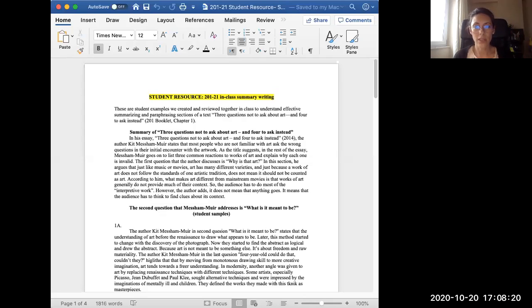And so in that how to write a summary student resource that I posted last week, you can see lots of different charts and tables with different language that you can use. Like, as Kit Meshamura states in his article about three questions not to ask about art and 4 to ask instead, he argues. So you can either speak that or you can use that in writing.